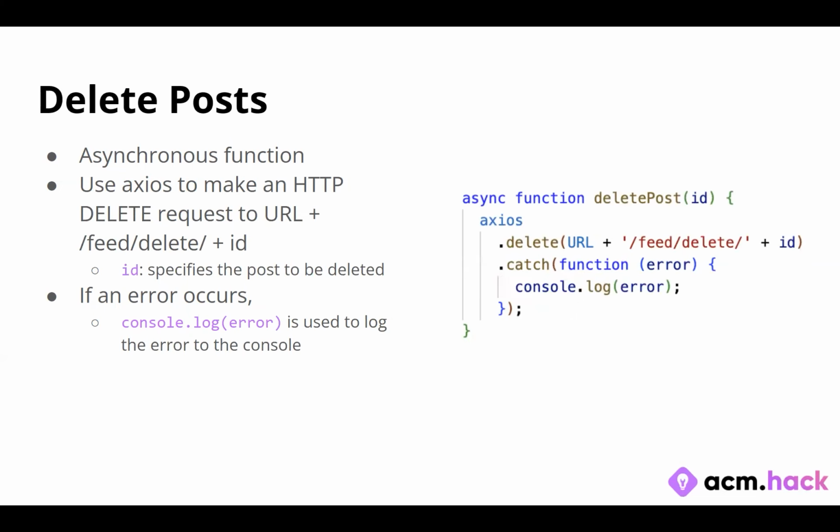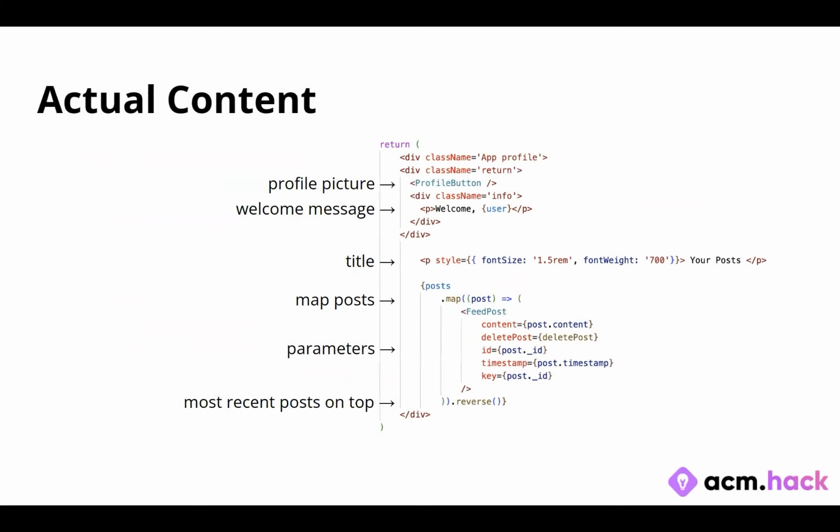And now we also have a deletePost function. This is also an asynchronous function, and we use Axios to make an HTTP delete request to the URL + /feed/delete + ID. And the ID is what we included in the feed post, and it just helps them to recognize which post specifically needs to be deleted. And again, if an error occurs, console.log error is used to log the error to the console.